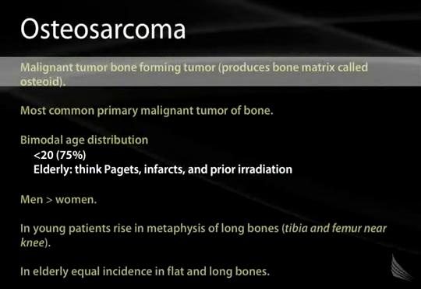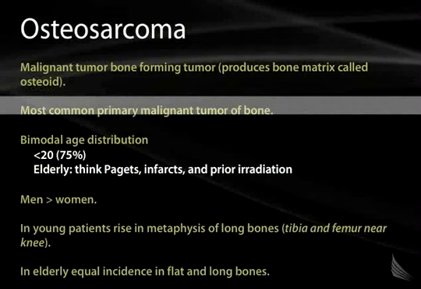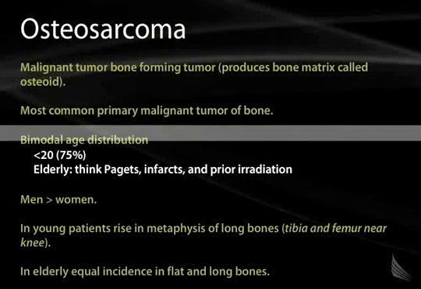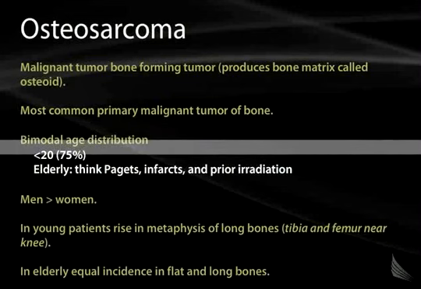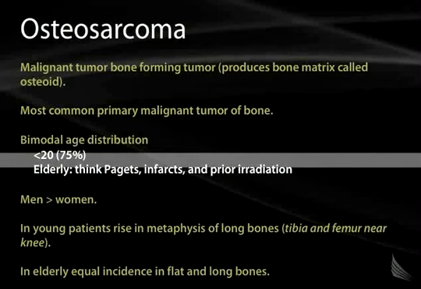In terms of malignant tumors of bone, the major player that you're going to want to concern yourself with, both for the exam and clinically, is osteosarcoma. It is the most common primary malignant tumor of bone. It is interesting in that it has a bimodal age distribution. So it has a predilection first for appearing in patients under age 20, and approximately 75% of your cases will appear here. It also has a predilection for the elderly, and if one sees osteosarcoma in an elderly individual, you want to think whether they have some underlying condition that predisposes them to the development of osteosarcoma.